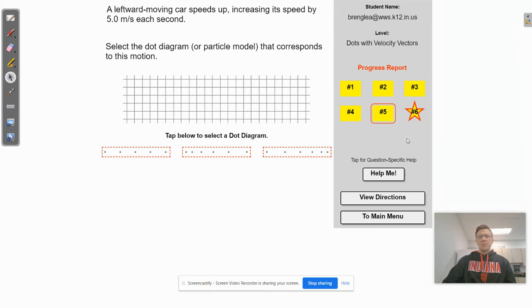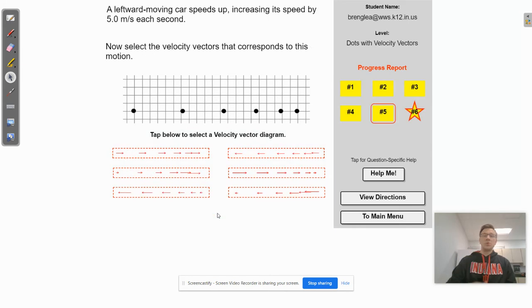Okay, and we'll just do a couple examples because all these are going to be the same, and then you can work through the rest of them on your own. So this says a leftward moving car speeds up, increasing its speed by 5 meters per second. So again, the object's moving to the left and it's speeding up. What we're looking for is that the dots are getting further and further apart. That would be this one on the right here. As the object moves to the left, the dots are getting further and further apart. And then for the velocity vectors, we want arrows that are pointed to the left and increasing in size because the object is moving faster and faster. And that looks like this one right here.